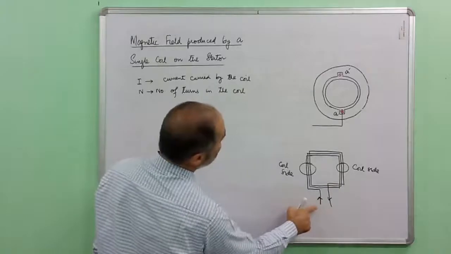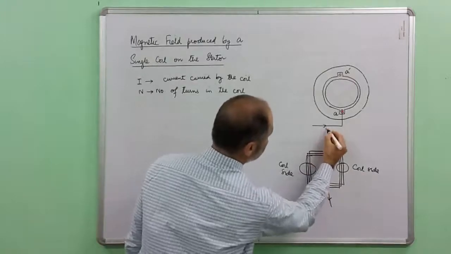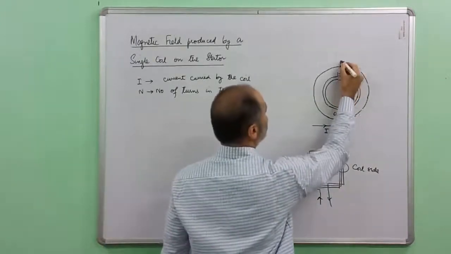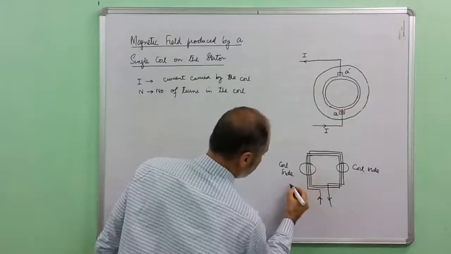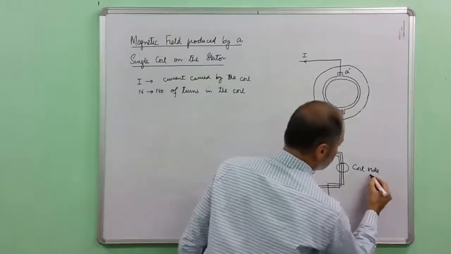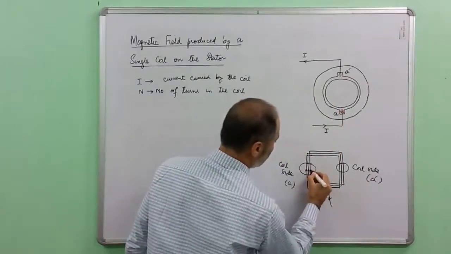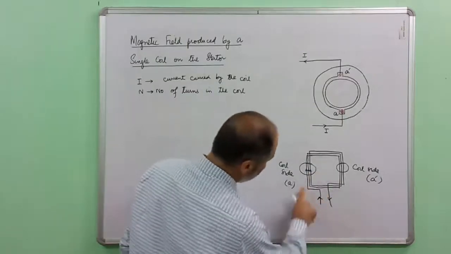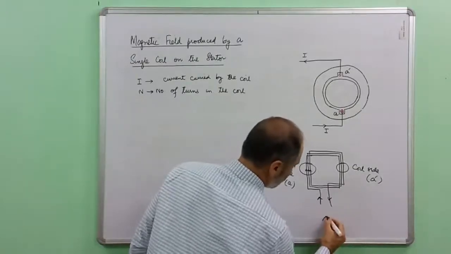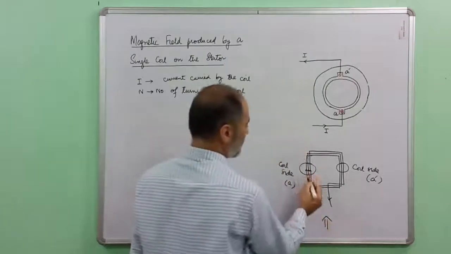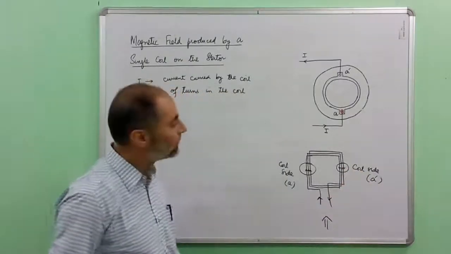So on this side we are supplying the current I, and on this side finally the current will be leaving. Here therefore this is the coil side, say A, and this will be the coil side A prime. In these, the direction of current will be upwards. Seen from this side, the current will be entering into the plane. So we are basically looking from this side. The current is entering, and on this side the current is leaving the coil.